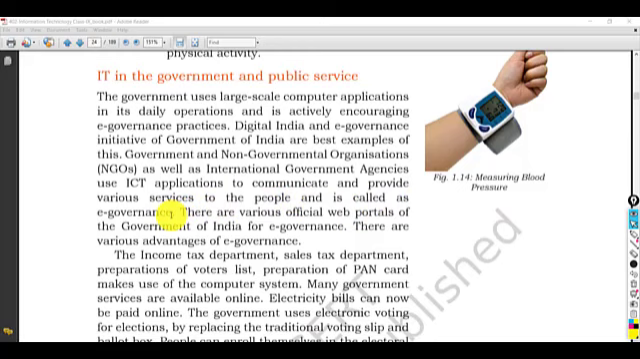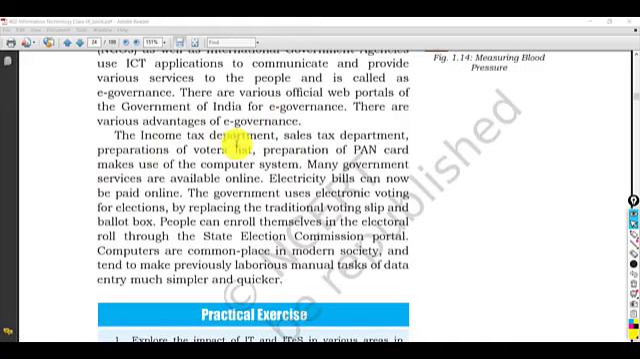So all of these come under e-governance, the facilities you get with the help of digital means and websites. There are various official web portals of the Government of India for e-governance. There are various advantages of e-governance. The income tax department, sales tax department, preparation of voter lists, and preparation of PAN cards make use of the computer system. Many government services are available online.